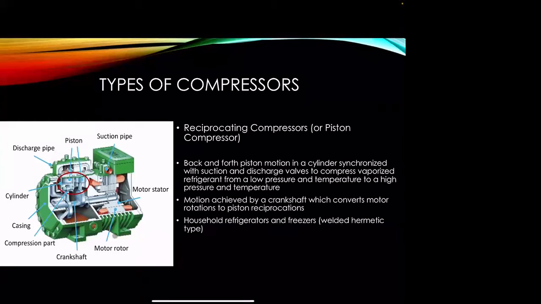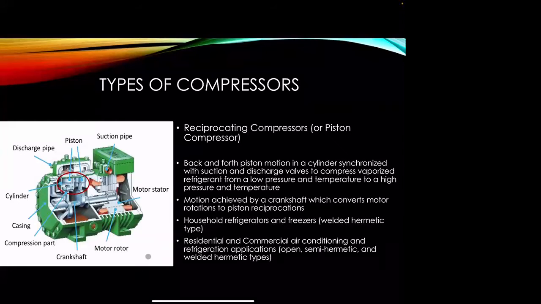Household refrigerators, freezers, welded hermetic type would be where you would see these. And also in the residential and commercial realm in air conditioning and refrigeration applications. These are open, semi-hermetic, and welded hermetic types. So those are the different types that you will see of these reciprocating compressors.